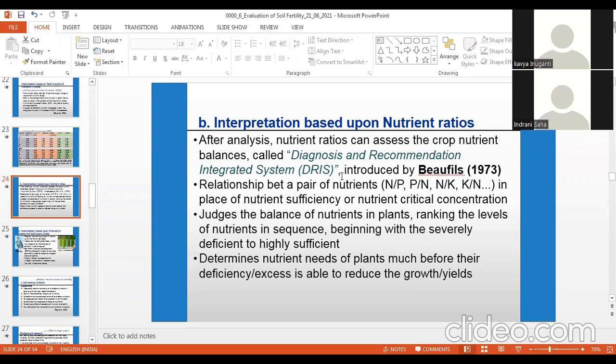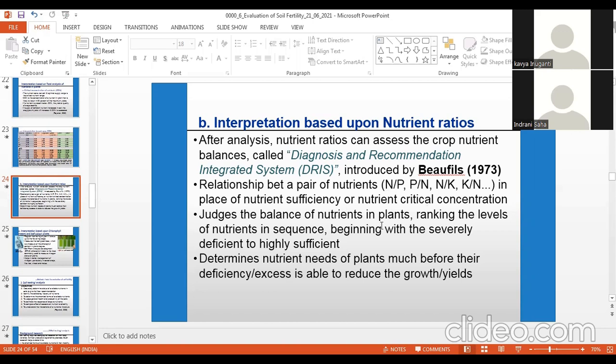It was introduced by Beaufils in 1973. What he did was look at the relationship between a pair of nutrients like N and P: this is the concentration of N, this is the P, and the ratio will be this. That ratio may be ideal, or that ratio may tell us deficiency or sufficiency of nutrients. So this ratio can be P to N, N to K, K to N, and so on, in place of nutrient sufficiency or nutrient critical concentration.